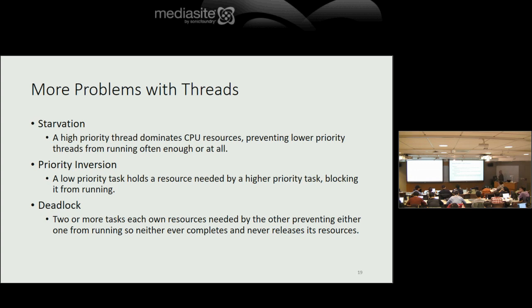Starvation. A high priority thread dominates CPU resources, preventing lower priority threads from running often enough or at all. Priority inversion. A low priority task holds a resource needed by a higher priority task, preventing it from running. Deadlock. Thread A holds a resource and wants another. Thread B holds a resource and wants this one. Deadly embrace. They're both blocked, waiting for the other to wake up and release the resource, and it never happens.